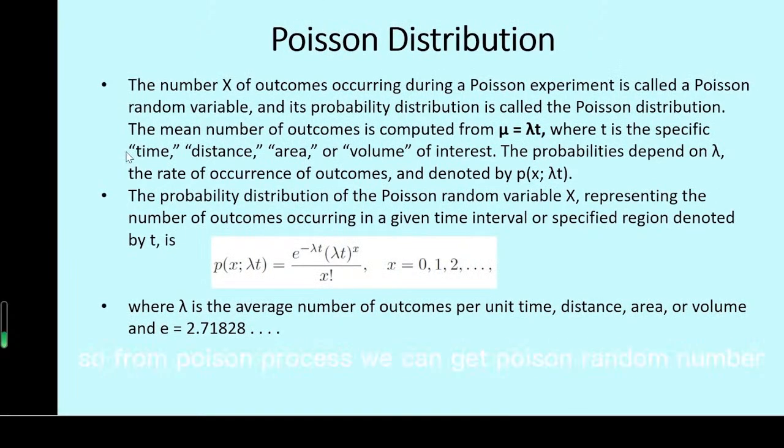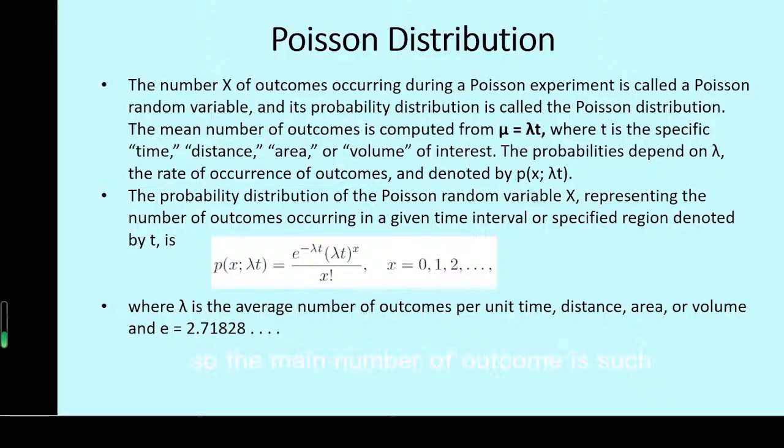So from the Poisson process, we can get the Poisson random variable. What is the Poisson random variable? The number x of outcomes occurring during a Poisson experiment is called a Poisson random variable, and its probability distribution is called the Poisson distribution. So the Poisson distribution is a discrete random variable. It measures how many times such events occur during a time interval.